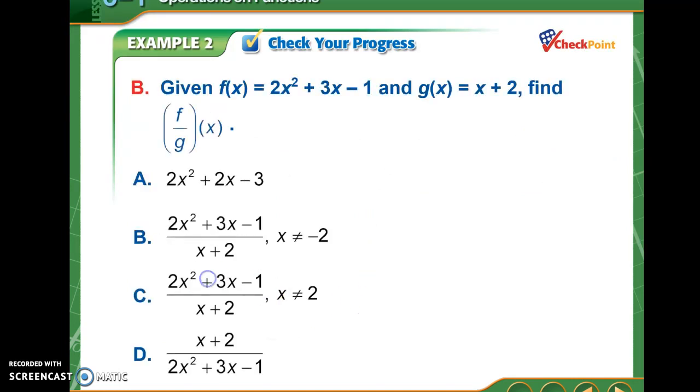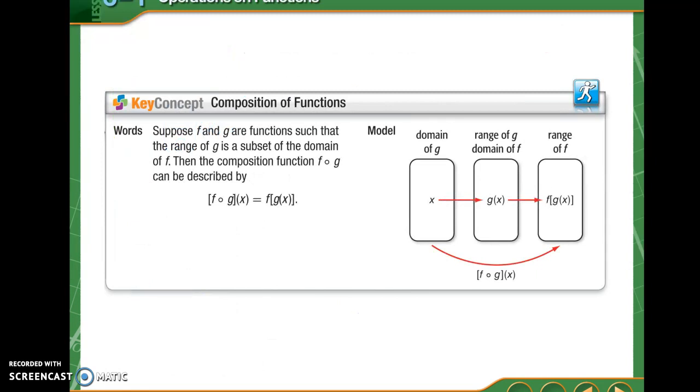So I'm going to go to composition of functions. Composition of functions is you taking a function and putting another function inside it. If you notice here, we have the domain of g, so the x's of g, and then the range of g becomes the x's of the f, and that then gives me the range. So you're putting the g function into the f function for f composed of g.